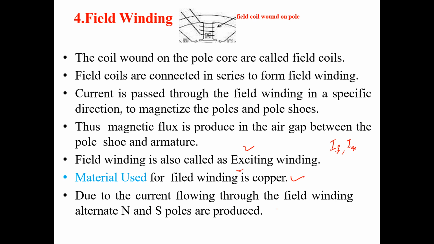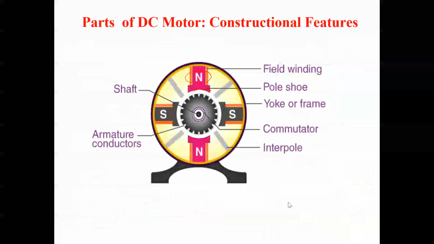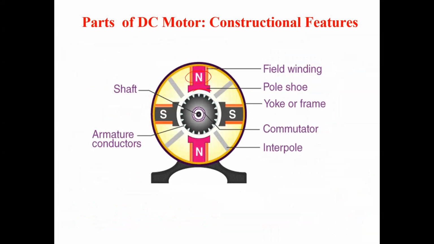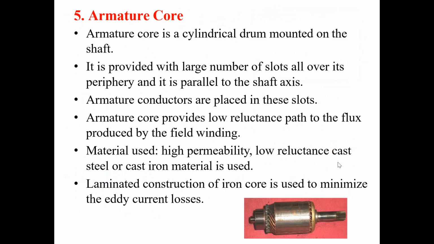Due to the current flowing through the field winding, alternating N and S poles are produced. As we know, due to this flow of current there will be alternating north and south poles produced, and they are always in even number. That means 2, 4, 6, 8. There will be no 1, 3, 5. That means they are not available in odd number. This will be the field winding, and another will be the armature.